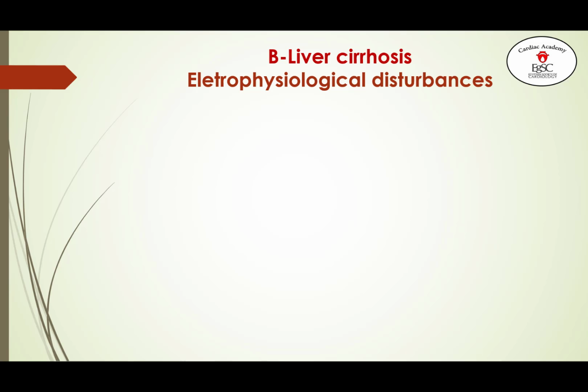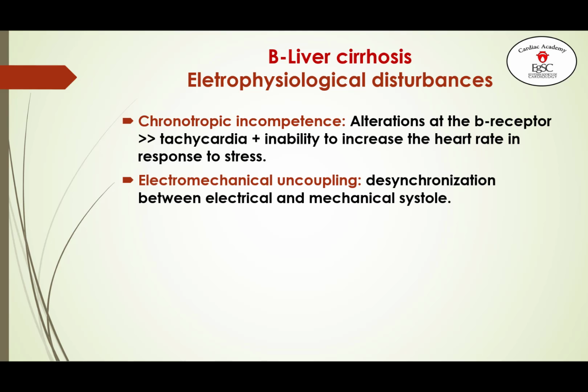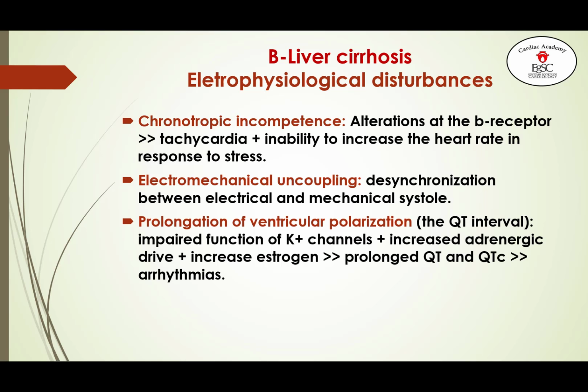Liver cirrhosis causes some electrophysiological disturbances. It causes chronotropic incompetence with inability to increase the heart rate in response to stress. It also causes electromechanical uncoupling and prolongation of ventricular repolarization, which is due mainly to impaired function of potassium channels, increased adrenergic drive, and increased estrogen, with prolonged QT interval and ends in arrhythmias.